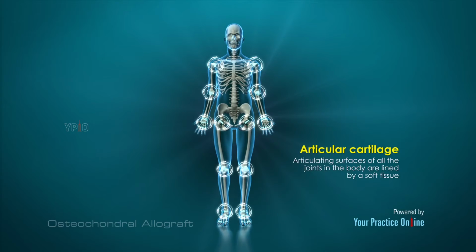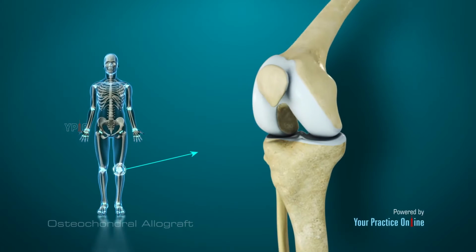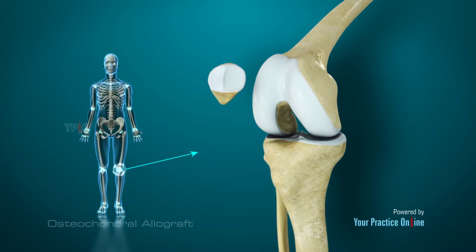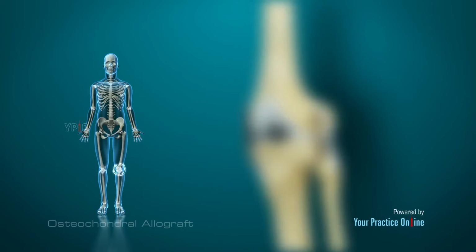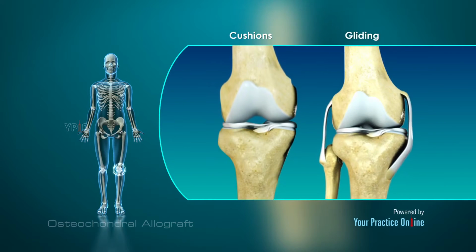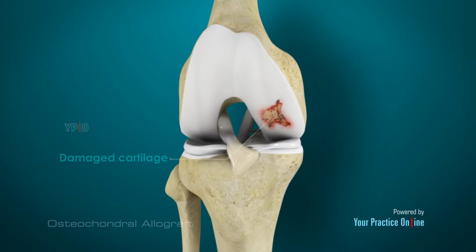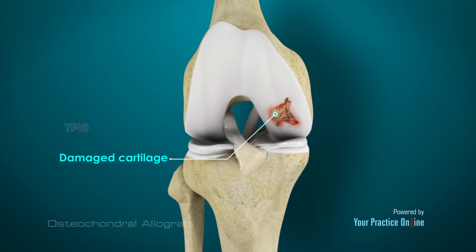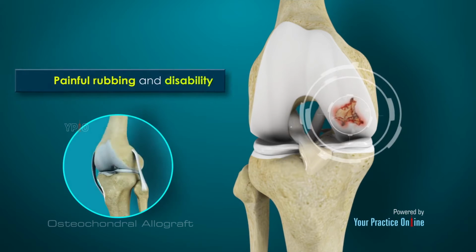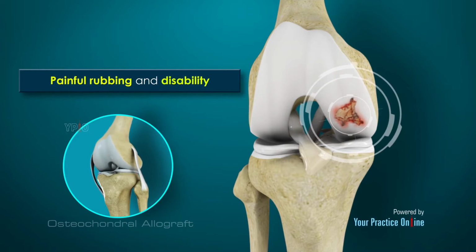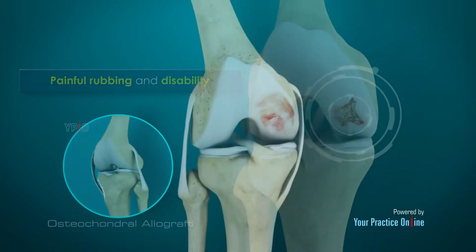Disease overview. The articulating surfaces of all joints in the body are lined by a soft tissue called articular cartilage, which cushions the ends of bones. This allows easy gliding of the bones during movement of the joint. Injury and wear and tear can damage the cartilage, making it rough and exposing the underlying bone. This leads to painful rubbing of the bones of the joint and disability.